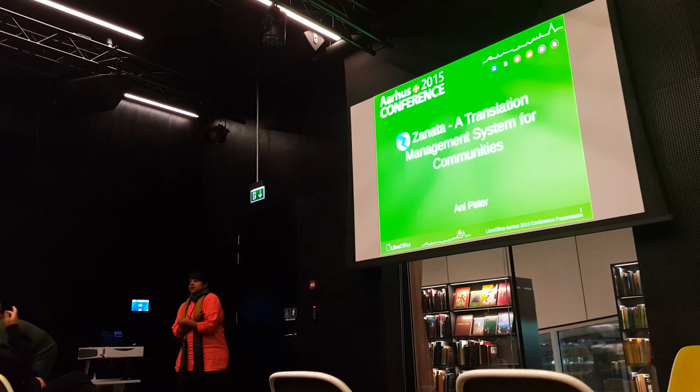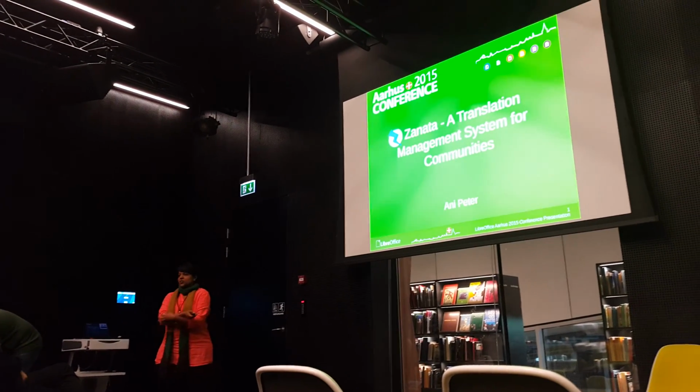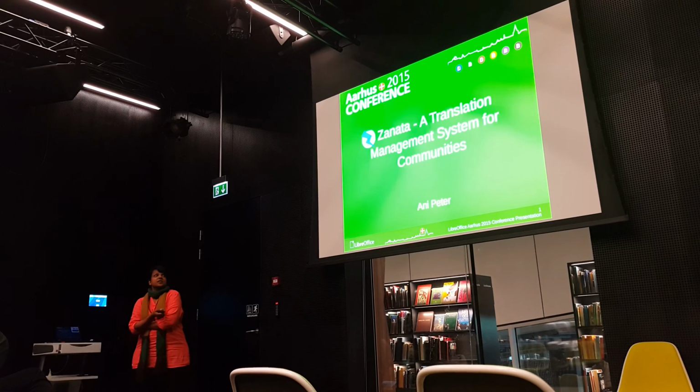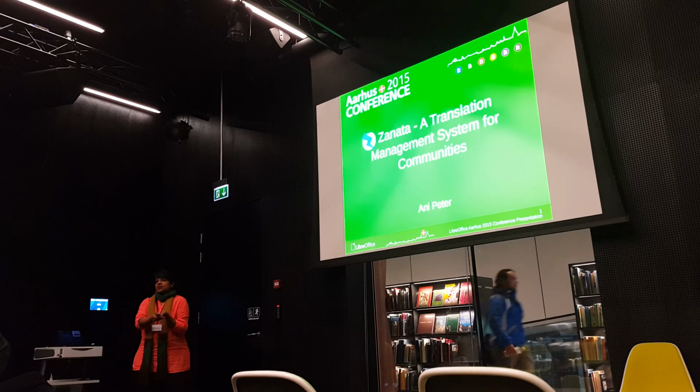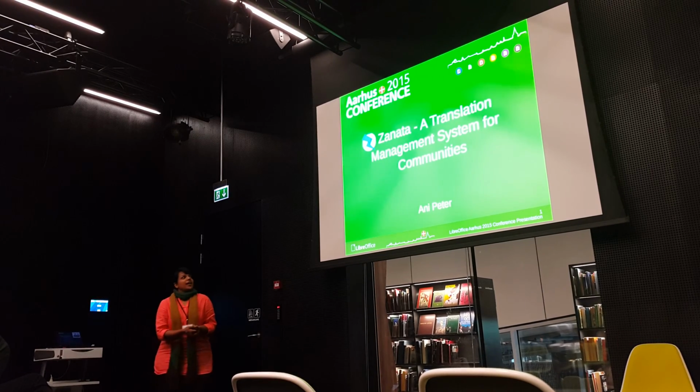By Red Hat. So, since we are all users of different translation management systems, I thought I should be sharing a little bit about Zanata also, so that it's like give and take.